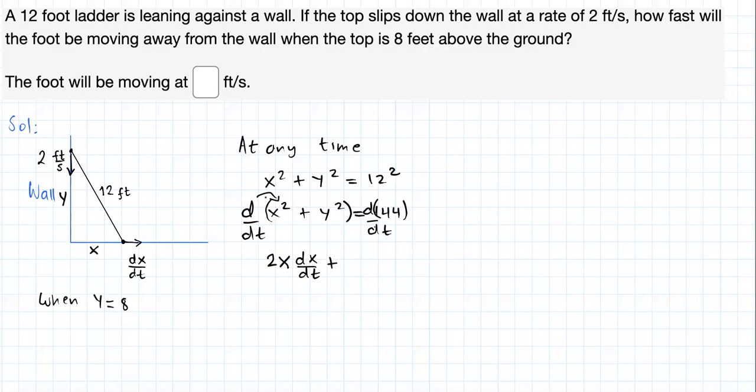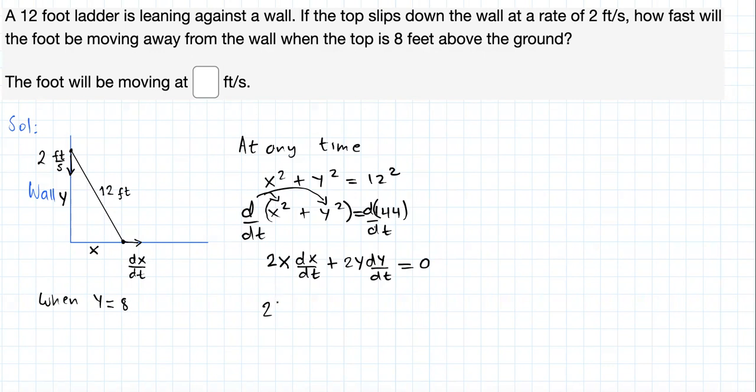Similarly, for derivative of y squared, derivative that comes to mind is 2y, but since we are taking derivative with respect to time, we must attach dy dt. And this should be equal to derivative of this constant function, 0. Okay, now let's replace what we have and let's find out what we don't have.